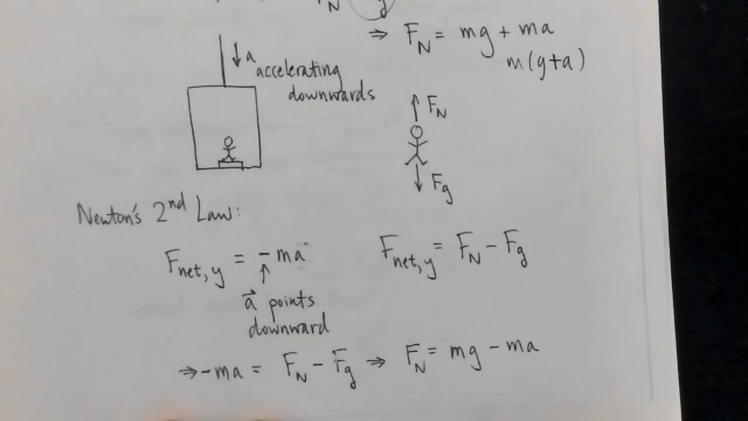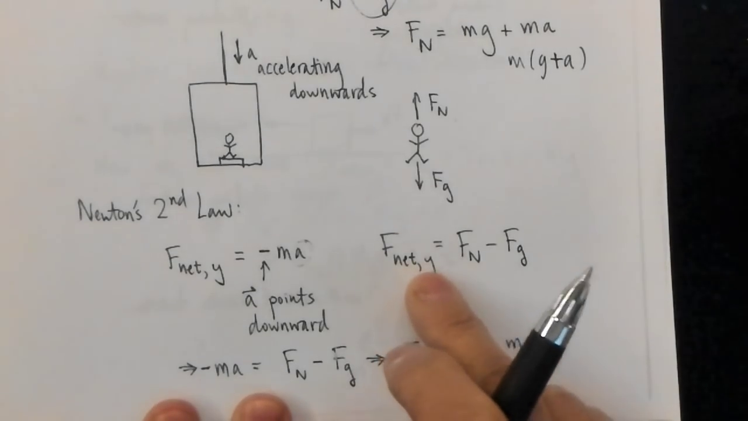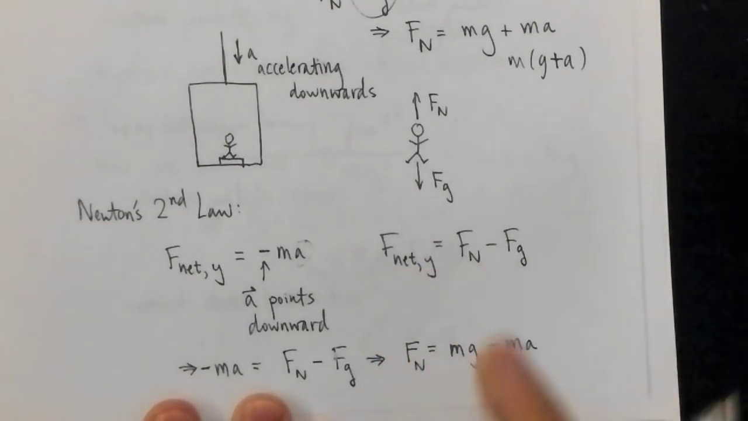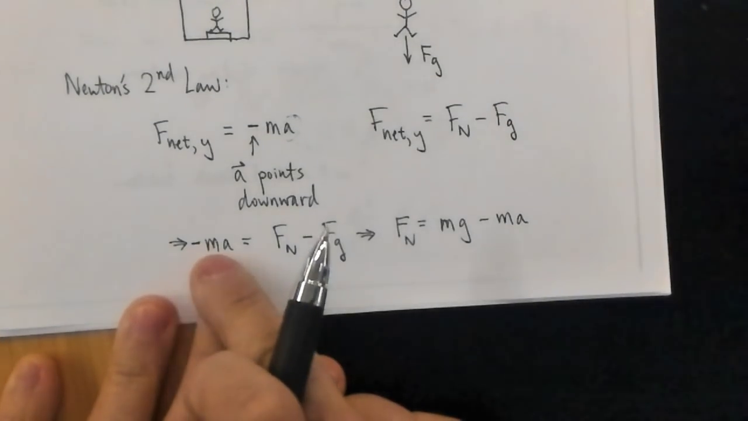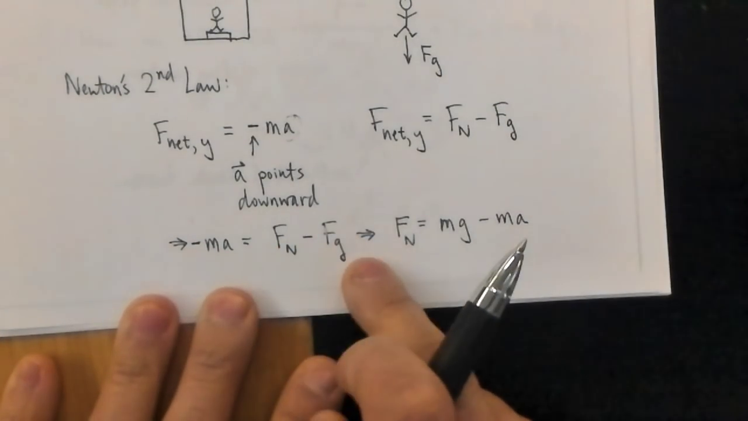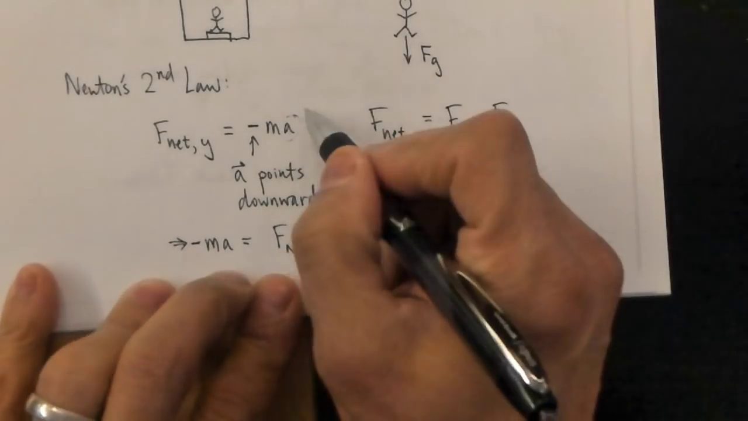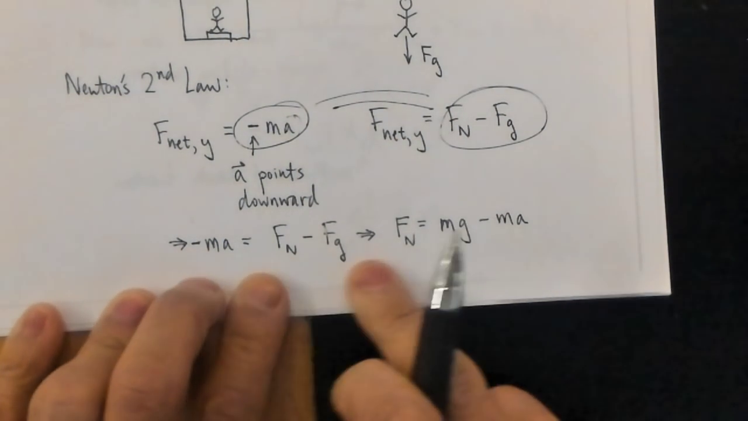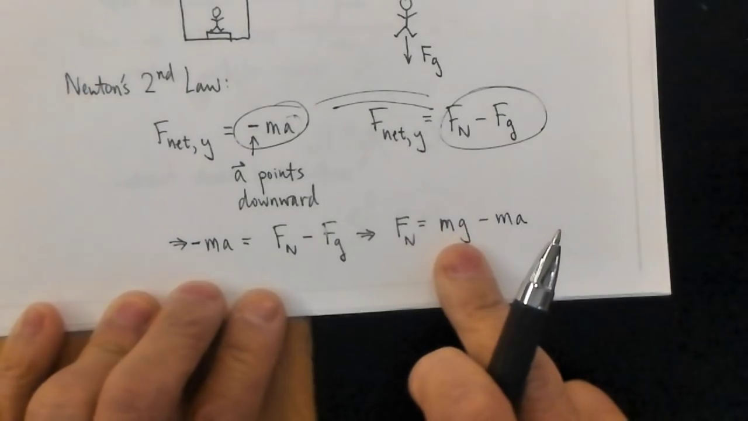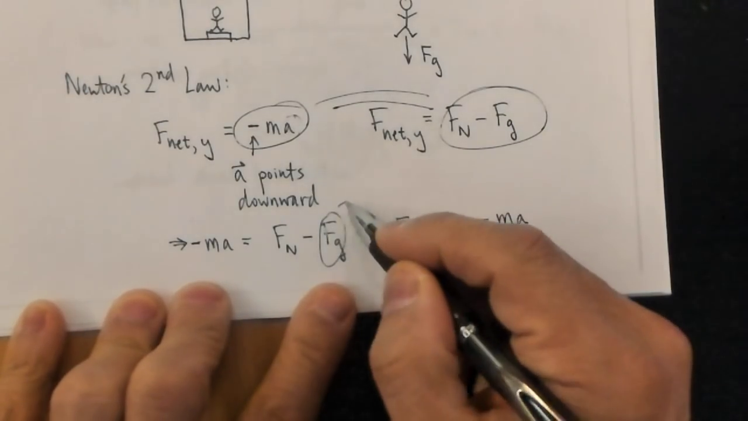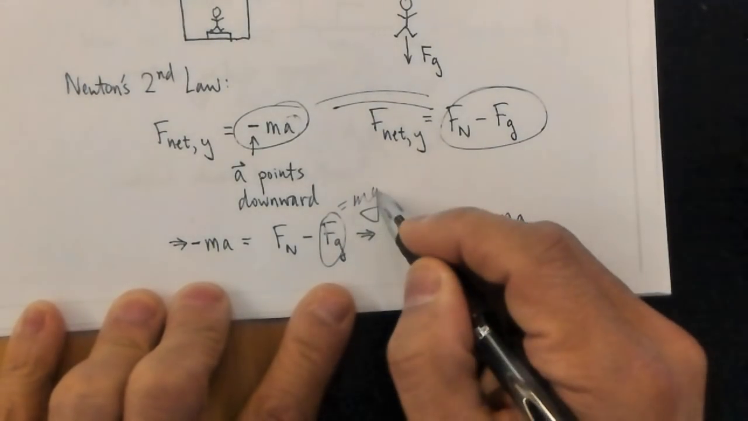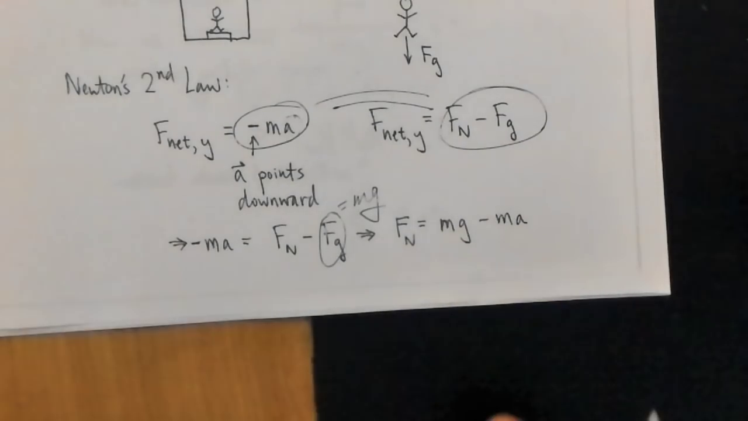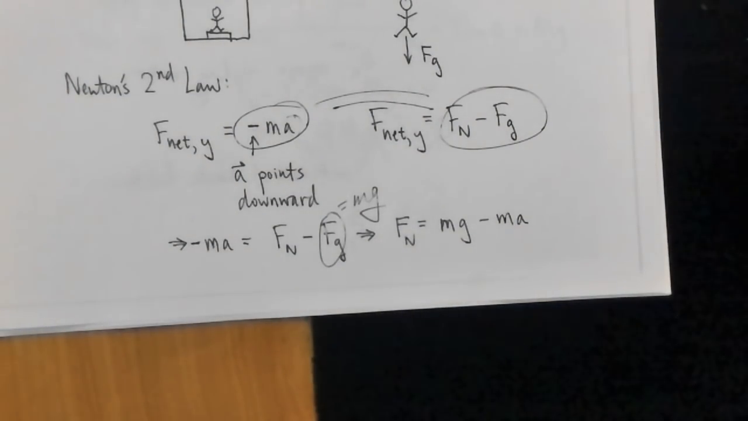Now the net force is again Fn minus Fg. So minus ma is equal to Fn minus Fg. These two are equal to each other, and so now I can solve for Fn. Fn is equal to mg, because Fg is equal to mg, minus ma. So the scale will press with a force that's less than the weight of the person, less than mg.